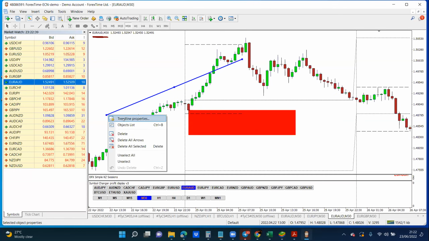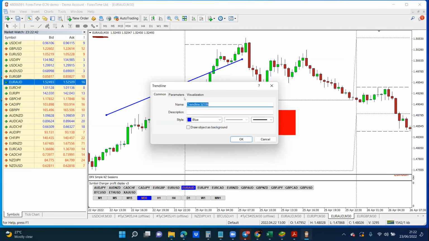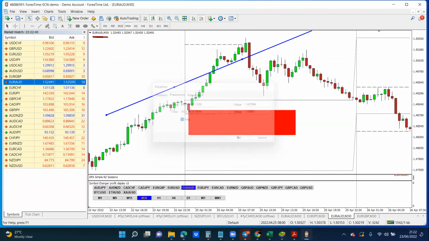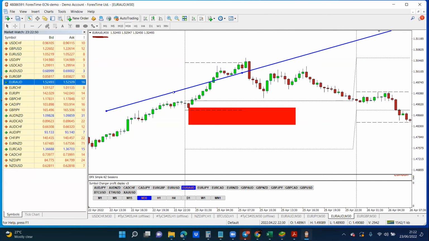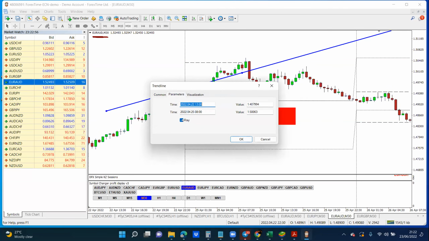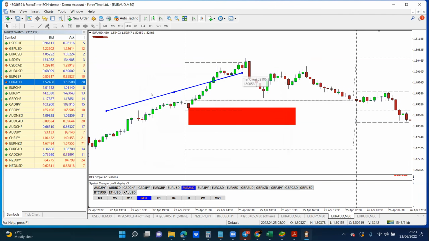If you draw your line, and your line is extending forever, it means it is a ray, right? Look at this, it's extending forever. You just double click on it until it shows some dots, right click, go to trend line properties, uncheck ray under parameters, and click on OK, and then it becomes small.